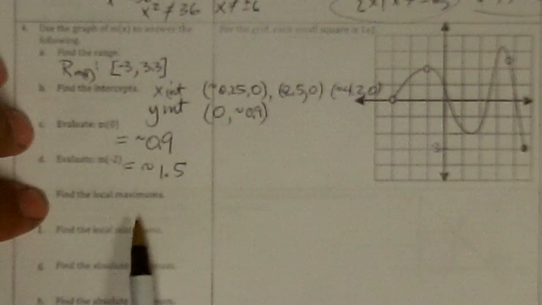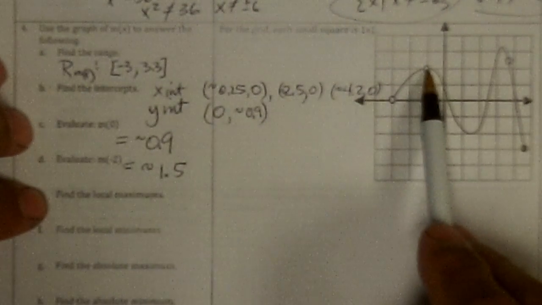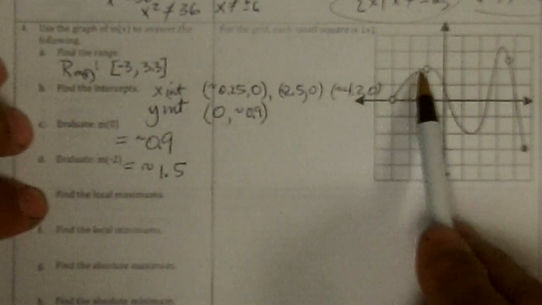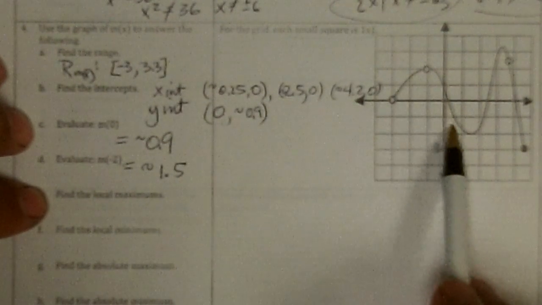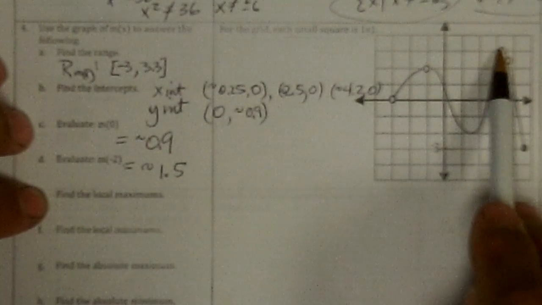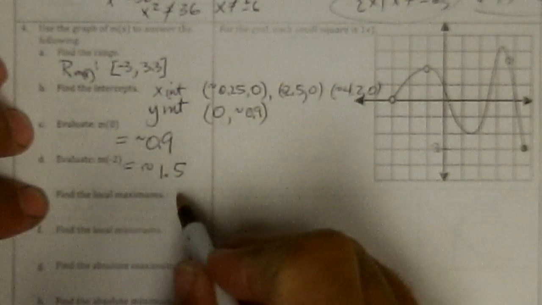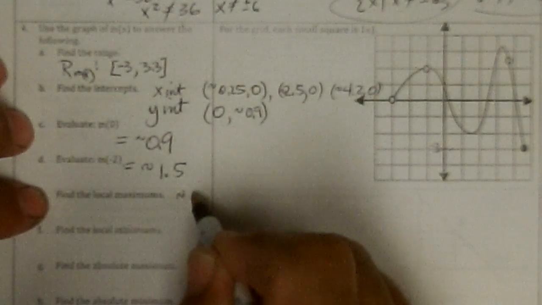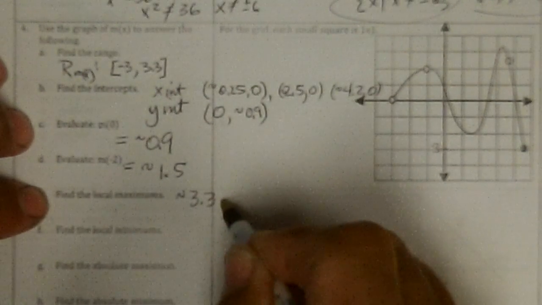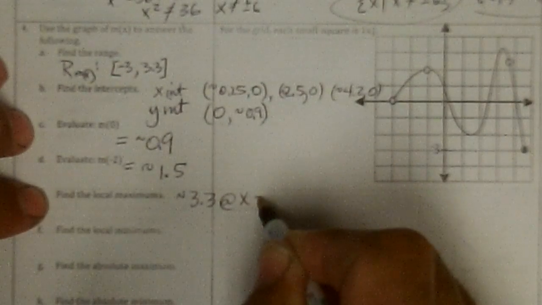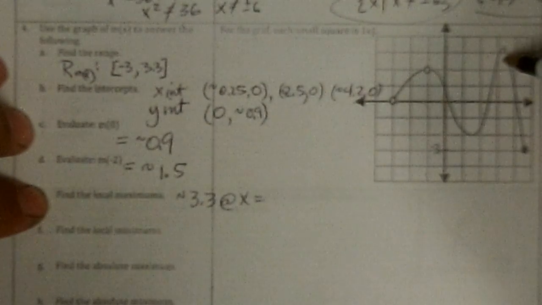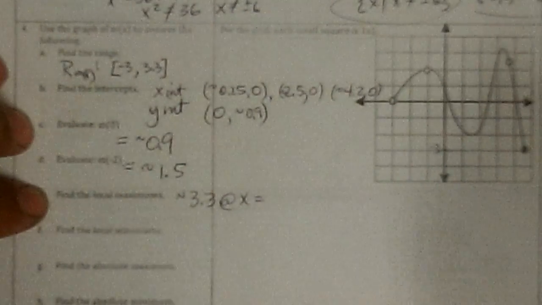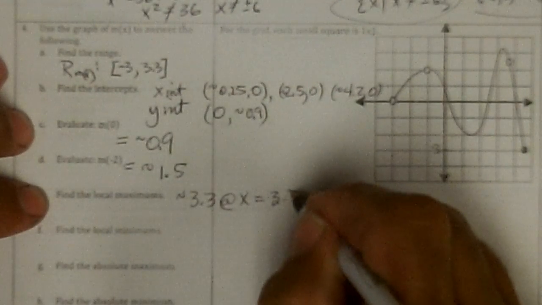Find the local maximums. So a highest place in its neighborhood. Well, that doesn't have the highest place, so I can't call that a maximum. Highest place, maximum, that's a low spot. There's a high spot right there. It looks like about, the local maximum looks like it's approximately 3.3 at x equal to 3.3.